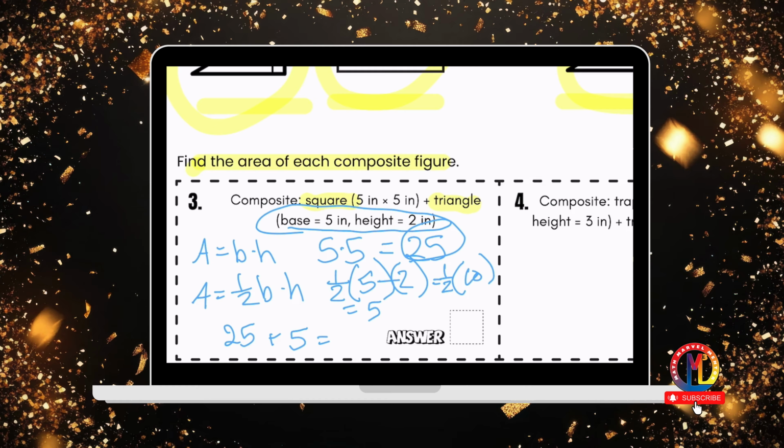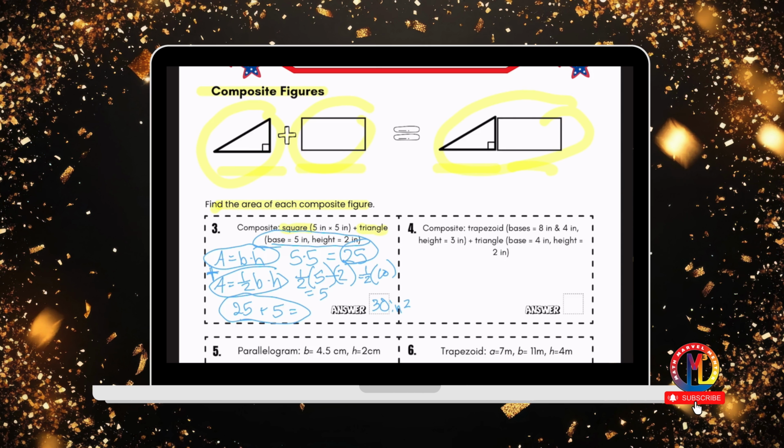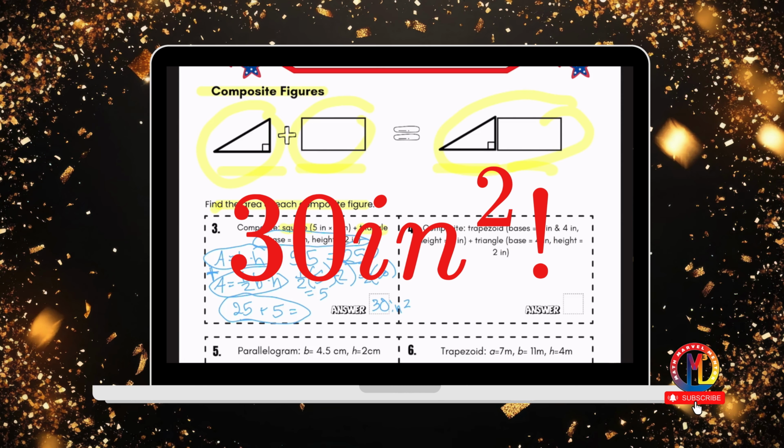So I'm going to add them together, and my final answer would be 30 inches squared. So the last step, we find the area for each shape to start, and then we add those two areas together because composite means we're combining those two shapes as one. So that would be our answer for number 3, 30 inches squared.